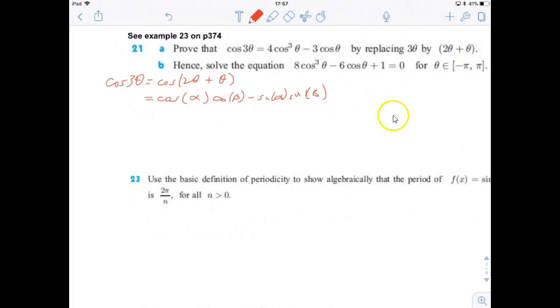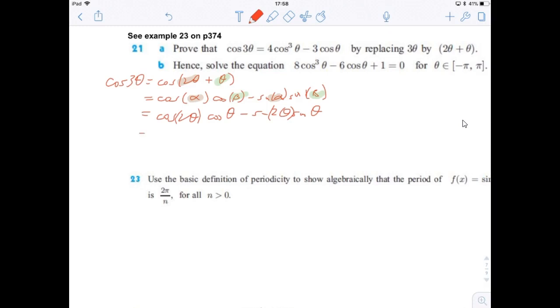If you write out the formula every time you use it, I guarantee you're going to end up memorizing it anyway. It'll make it a little bit faster on the exam. So our alpha is going to be 2 theta, and our beta is going to be theta. So let me rewrite everything now. Cosine of 2 theta times the cosine of theta minus the sine of 2 theta times the sine of theta. So I have 2 theta here, 2 theta here.